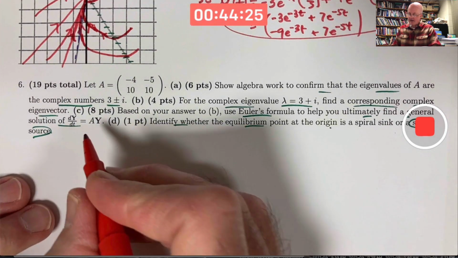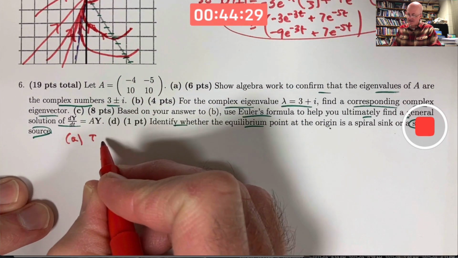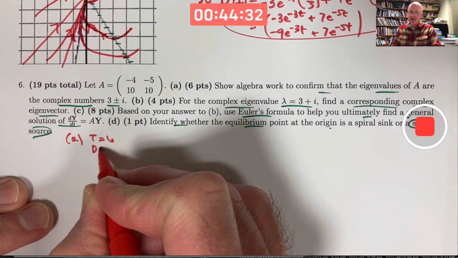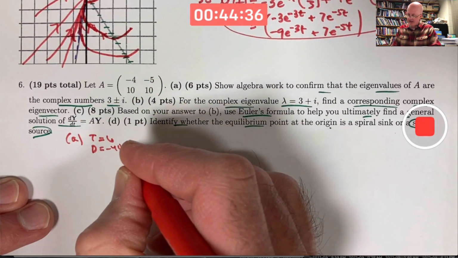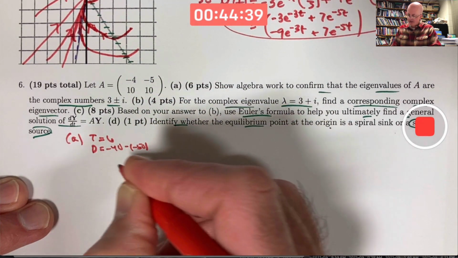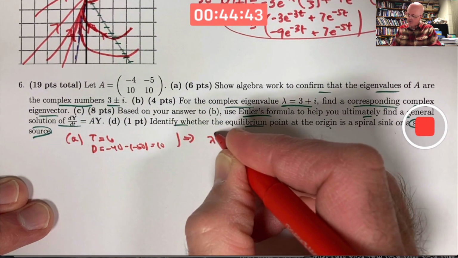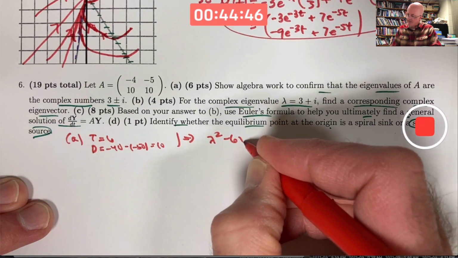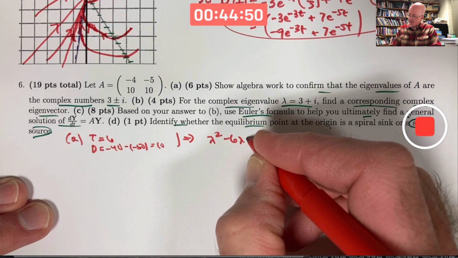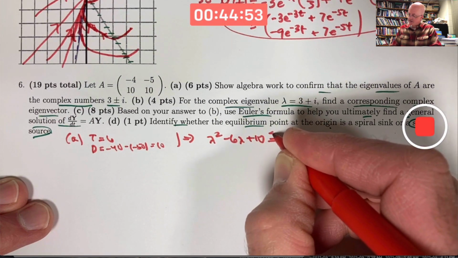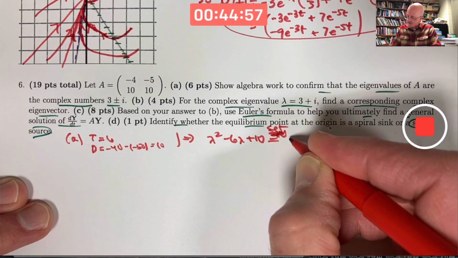Let's just go ahead and write down the characteristic polynomial using the trace and determinant. The trace here is negative 4 plus 10, that's 6. The determinant is negative 40 minus negative 50, so negative 40 plus 50 is 10. So the characteristic polynomial is lambda squared minus the trace times lambda, not plus trace times lambda, plus the determinant. Set that equal to 0 and solve for lambda.